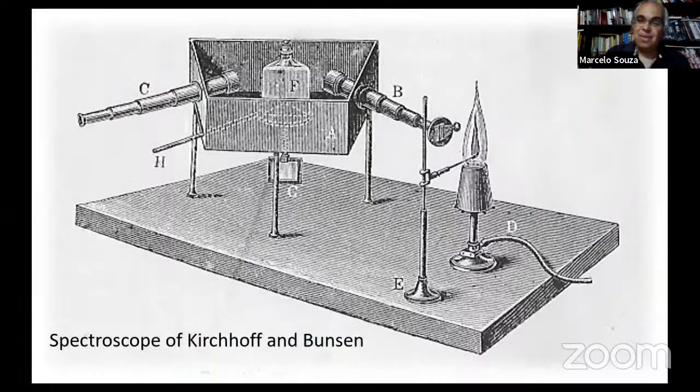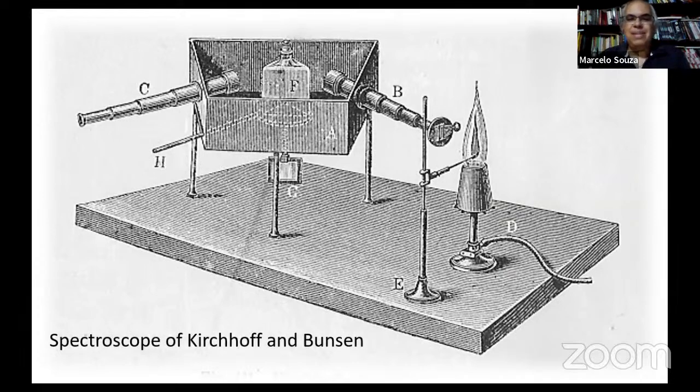But this was used in the 1860s. This is the first spectroscope, used to know the composition and what the elements were that make the dispersion of the light. The spectroscope was built by Kirchhoff and Bunsen. Bunsen is also very famous in chemistry classes, here in Brazil.